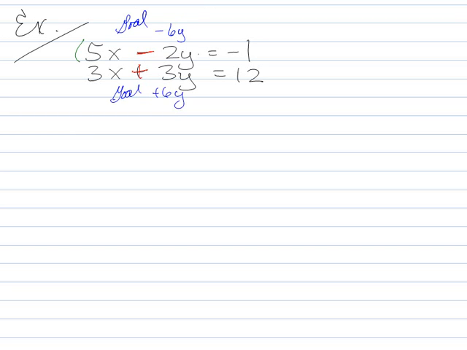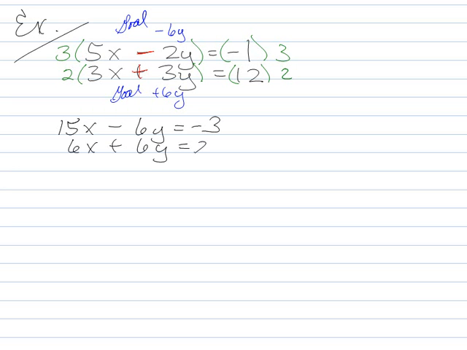So this first one, to get it up to 6y, to get it from negative 2 to negative 6, I need to multiply by 3. So I'll multiply both sides by 3. And then to get the 3y to 6y, I need to multiply both sides by 2. So see, this is completely legitimate. You can multiply both sides of the equation by the same number, and it turns out okay. So I've got 15x minus 6y equals negative 3, and 6x plus 6y equals 24. Okay, these are equivalent equations. I've just multiplied them all by a big number.